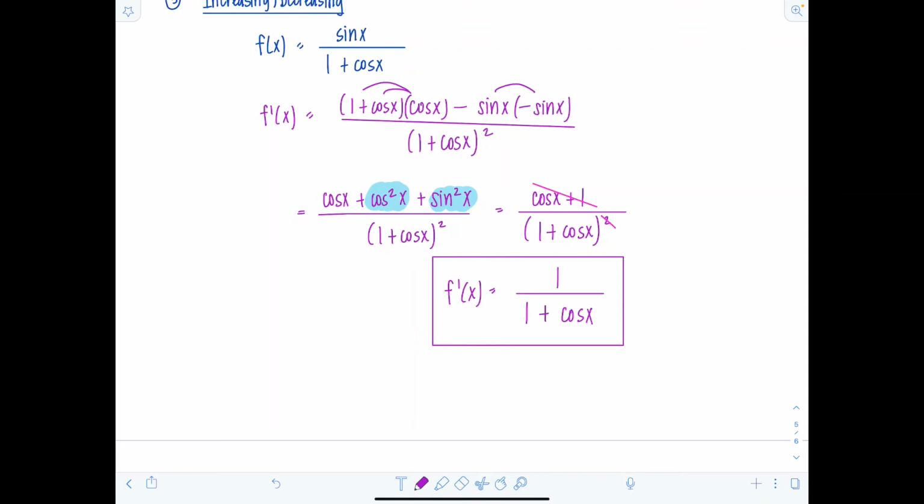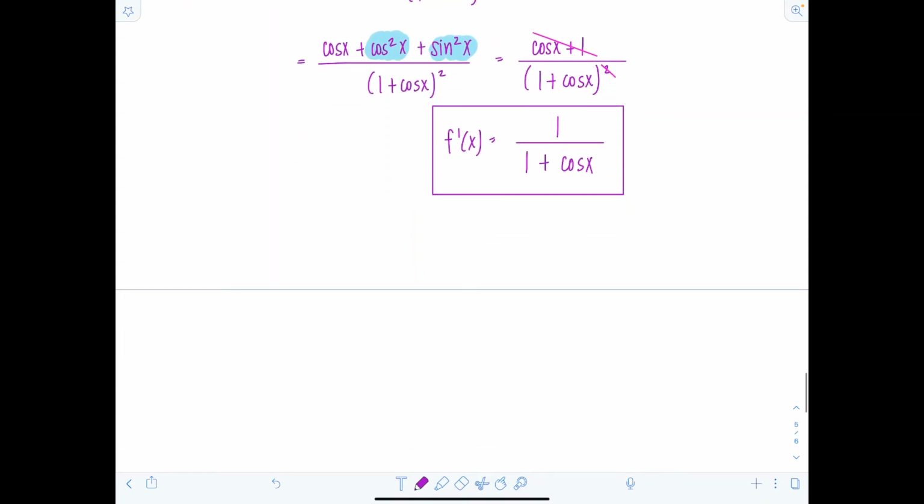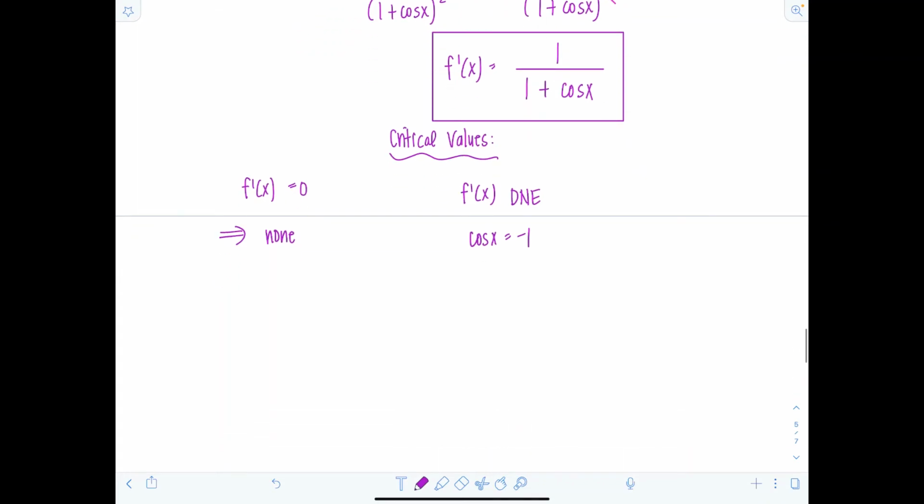All right, now let's get our critical values. So critical values come from two places. Have you memorized this by now? I hope so. First place, where f prime of x equals 0. That would mean the numerator equals 0. That's not happening. The numerator is 1. It's a constant. It can't be 0. All right, other place is where f prime of x does not exist, which would be where cosine of x equals -1. But all of those places are not in the domain of the original. So again, there's none. We actually have no critical values.